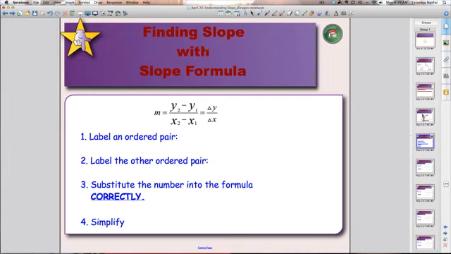Now you could also find the slope with the slope formula. Here is the slope formula, which is the change in y over the change in x. That's what this delta sign means. Or taking the second number of the point and subtracting it from the first point. Y's go with y's and x's go with x's. So, label an ordered pair is the first step. Label the other ordered pair is the second step. Substitute the numbers into the formula correctly, meaning make sure you put the minus sign even if it has a negative. And then simplify. Go ahead and pause the video as you write these steps down. Unpause when you're done.